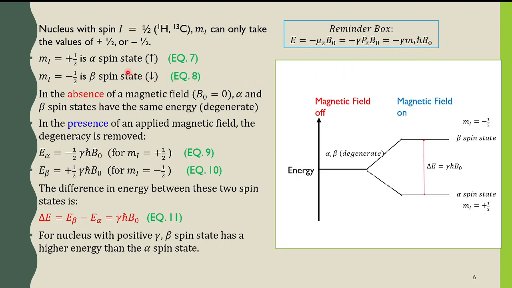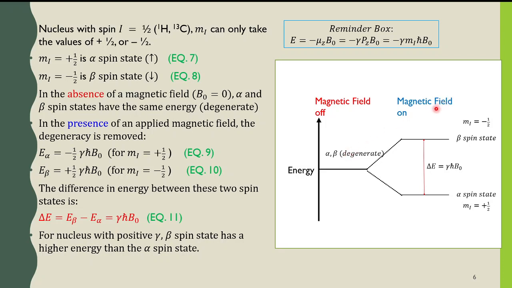Okay, and so if you take that, you have one value when it's plus half, and that refers to the alpha spin state, which is the low spin state and sometimes called spin up. The opposite is negative half, which is the high spin state or the beta spin state, and sometimes we call it spin down. In the absence of a magnetic field, alpha and beta are actually equivalent. They have the same values of energy, as you see here, so we call it degenerate.